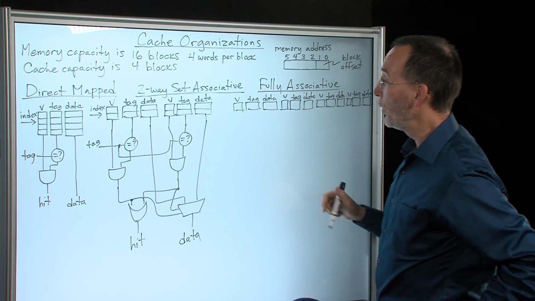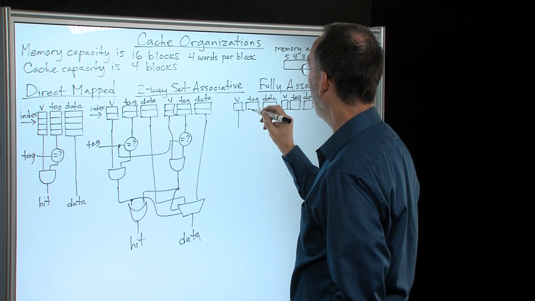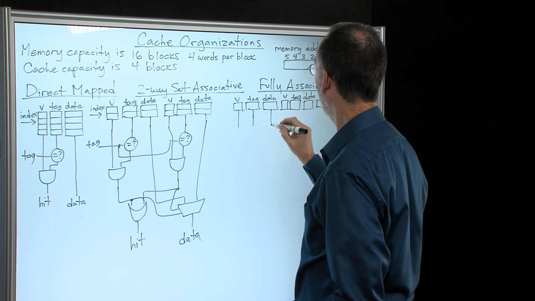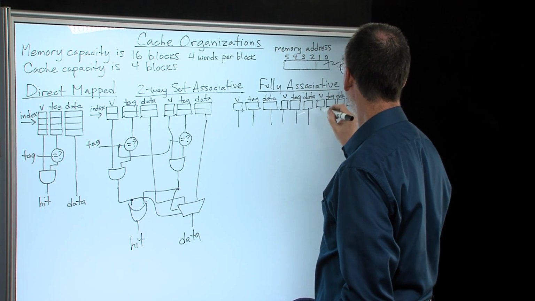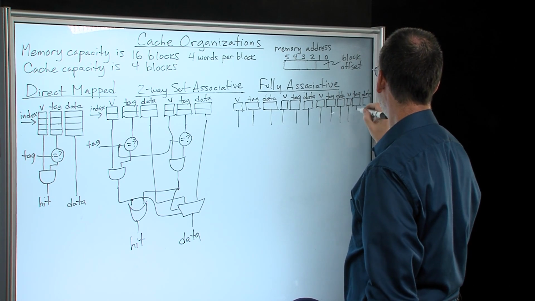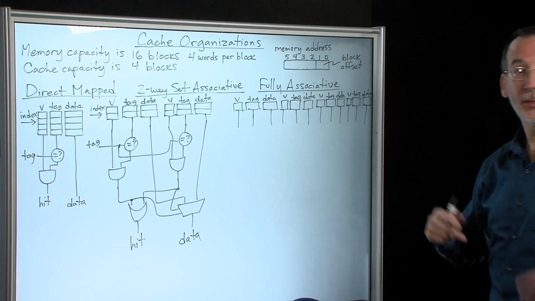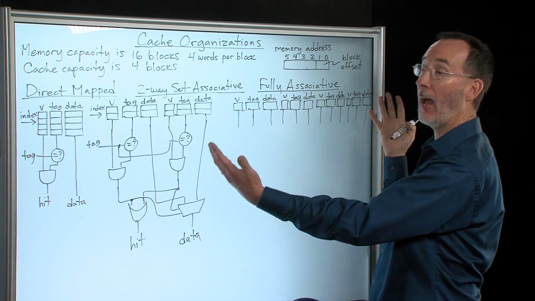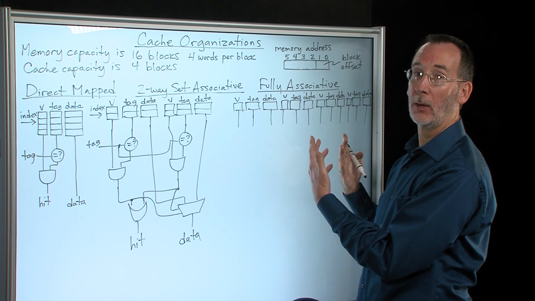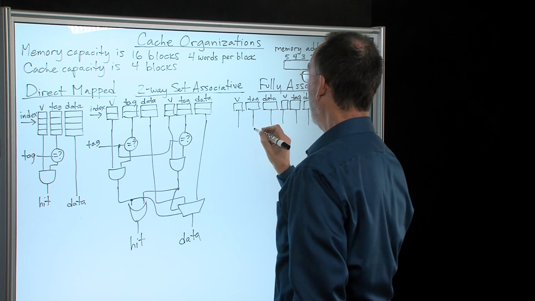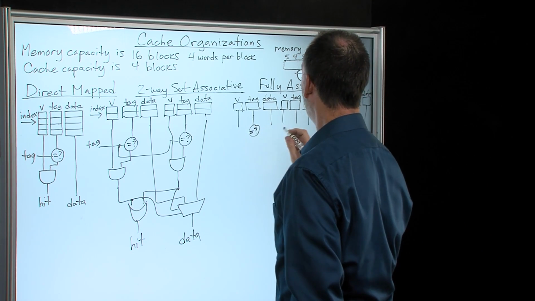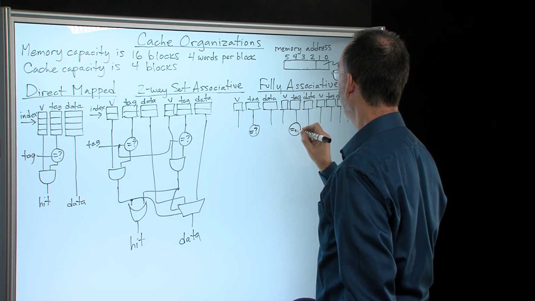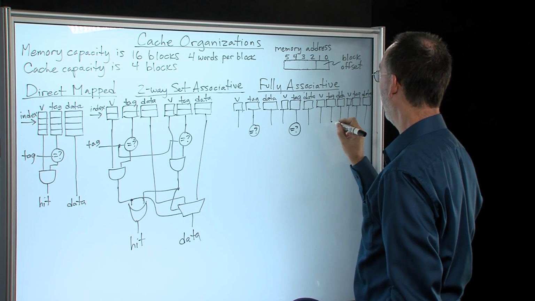And so what we're going to do is read all of these out simultaneously. All of these get read out at the same time. We're searching the entire cache for our cache block. And so we need to have all of these comparators for each of the tags. And now we've increased the number of comparators to 4.